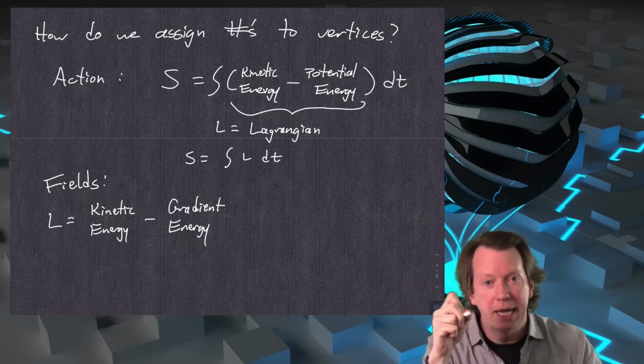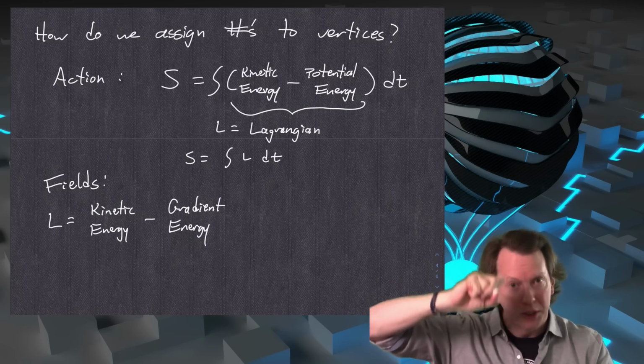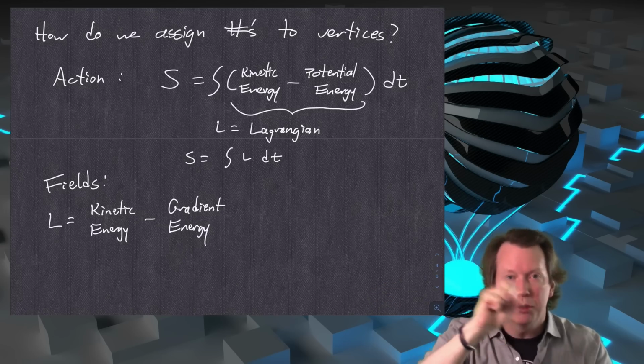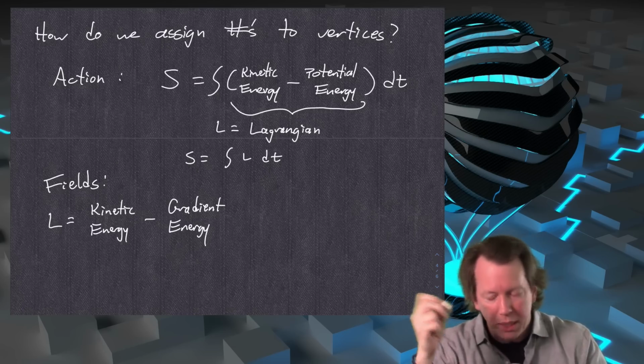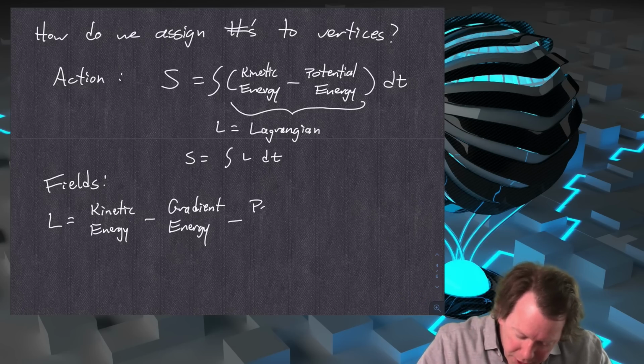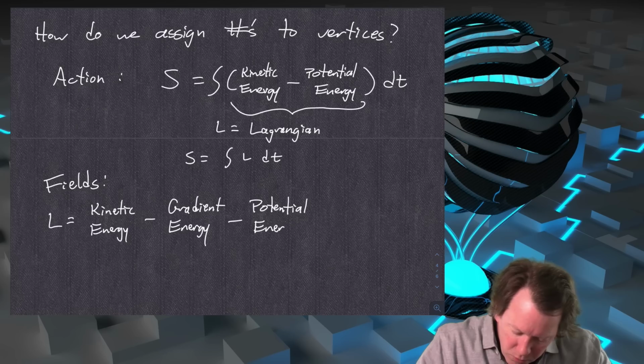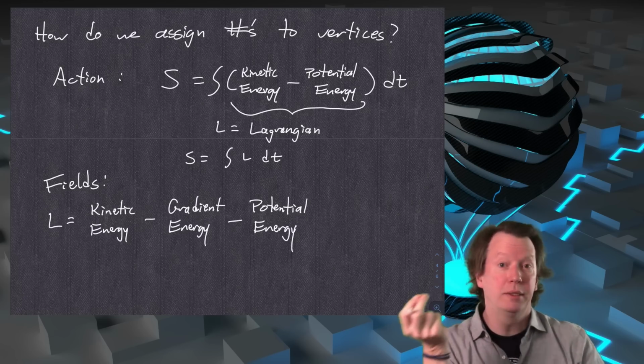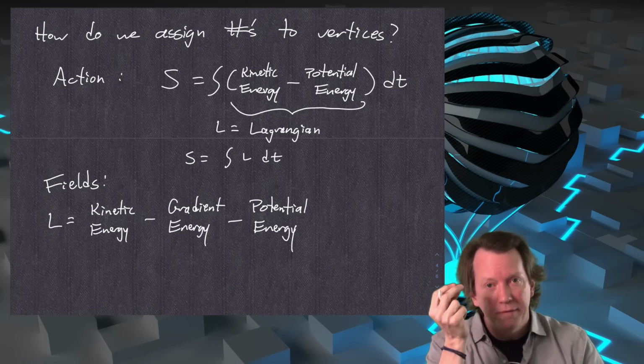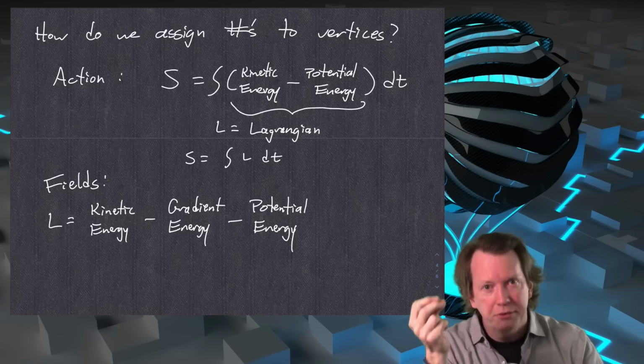We mentioned this before. The kinetic energy is the field changing over time. The gradient energy is the field's profile over space. But we're not done yet. There is still minus the potential energy. So this is saying that in some theories of physics, the value of the field itself contains energy.